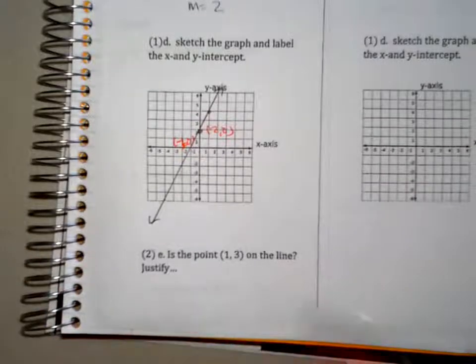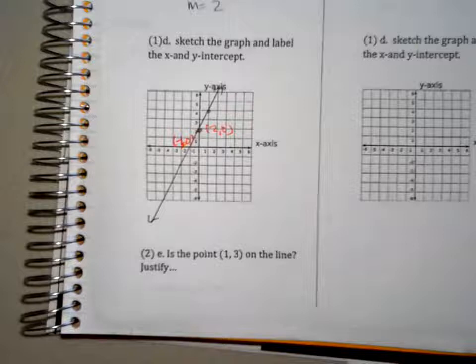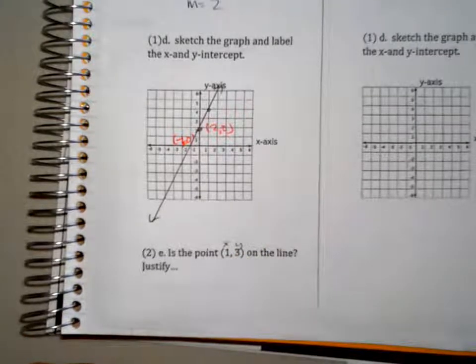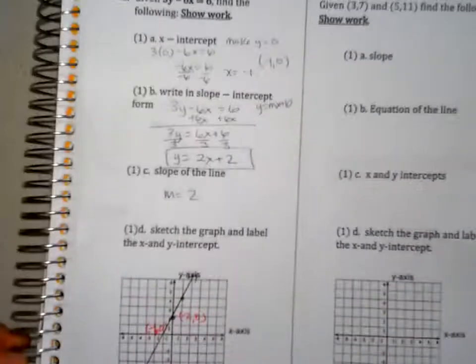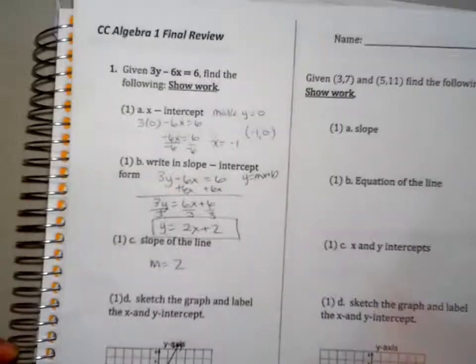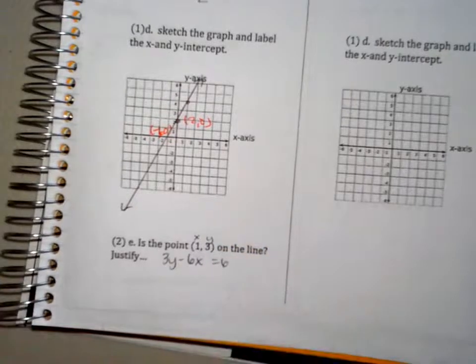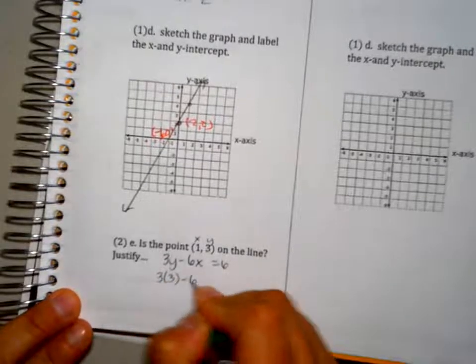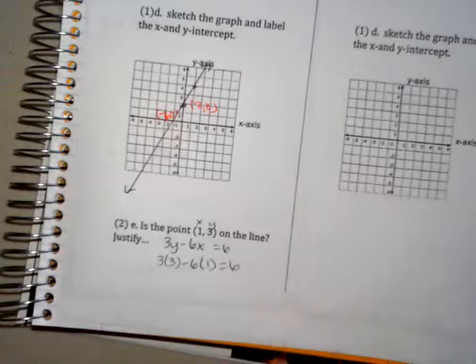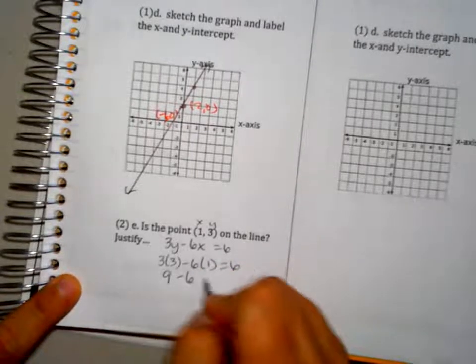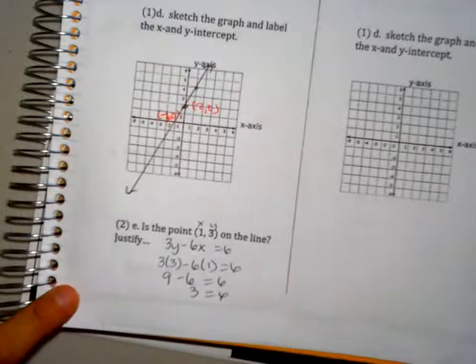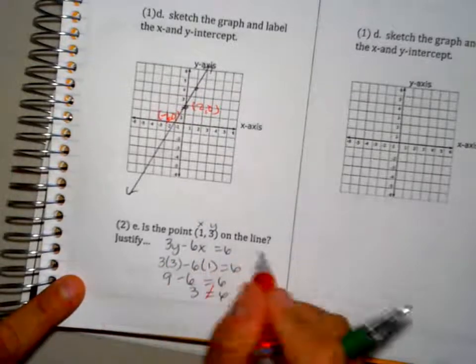All right, is the point 1, 3 on the line and justify. So the way I'm going to do this, I'm just going to plug it in. This is my x, this is my y. And I have a couple choices. I can plug it into this equation, or I can plug it into the original equation. It doesn't matter. So I'll plug it into the original equation. We have 3y minus 6x equals 6. I want to plug in my x and my y. So I have 3 times 3 minus 6 times 1 equals 6. And let's see if that's true or not. I have 9 minus 6 equals 6. 3 equals 6. No, it does not. Because it does not equal, not on the line.